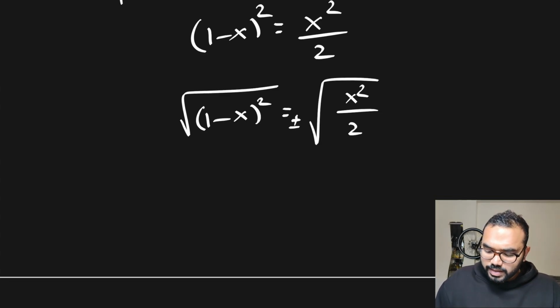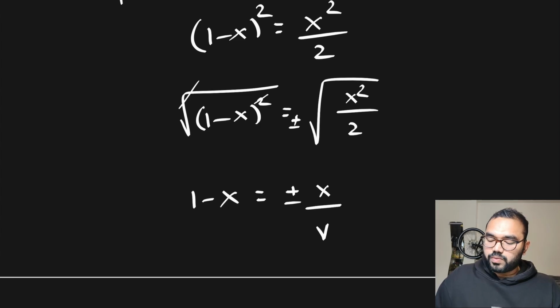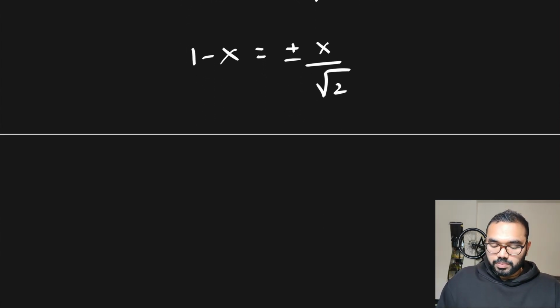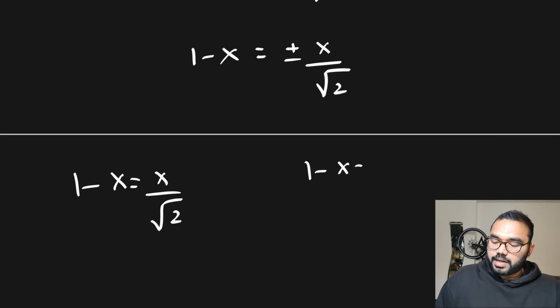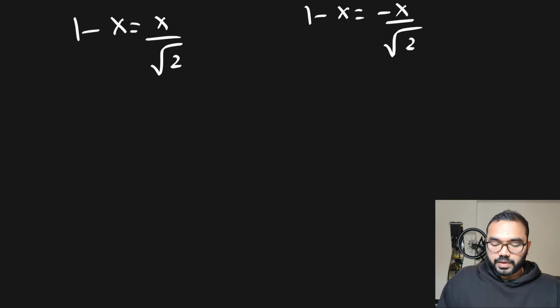So the square and the square root get cancelled, so 1 minus x is plus or minus x by square root of 2. I will solve for the positive x by root 2 first: 1 minus x is x by square root of 2. So bring this x to the other side, it becomes 1 is x plus x by root 2.